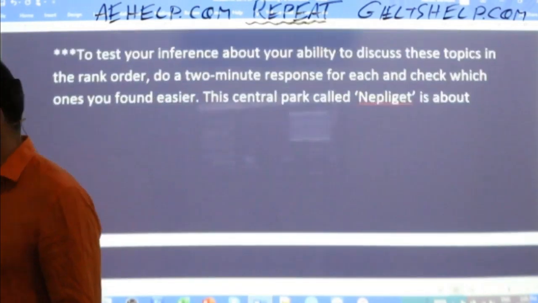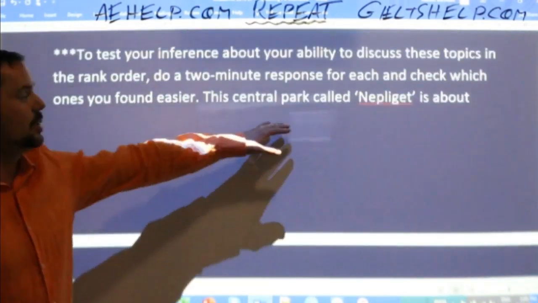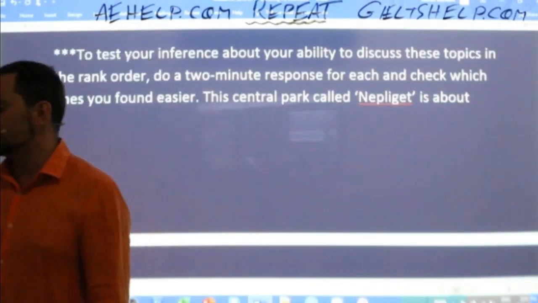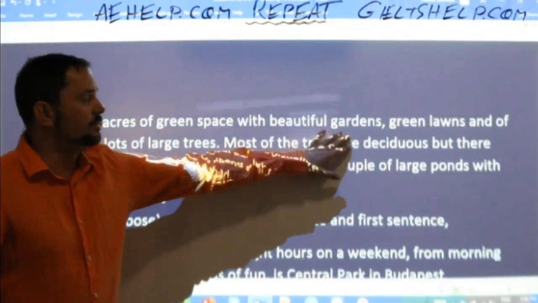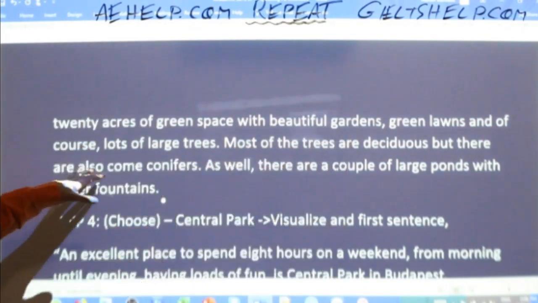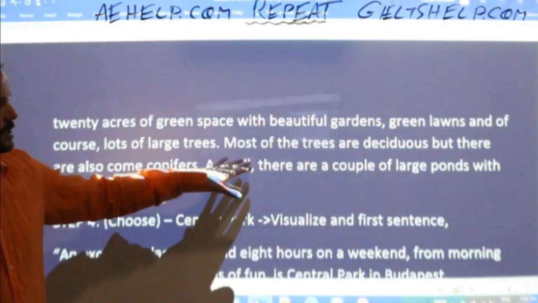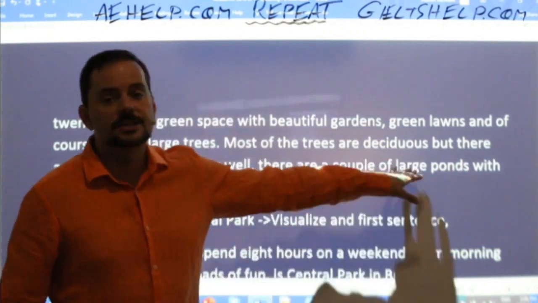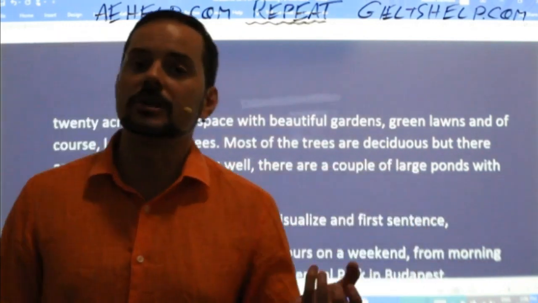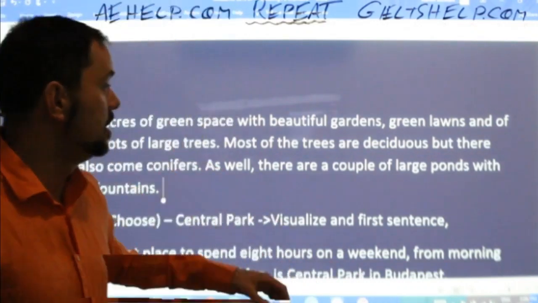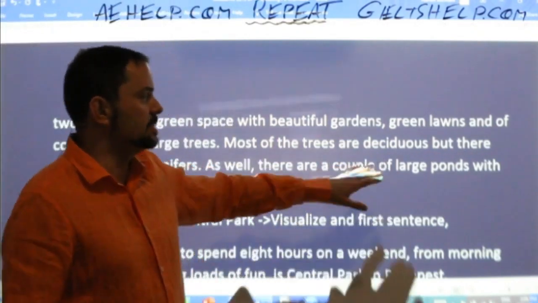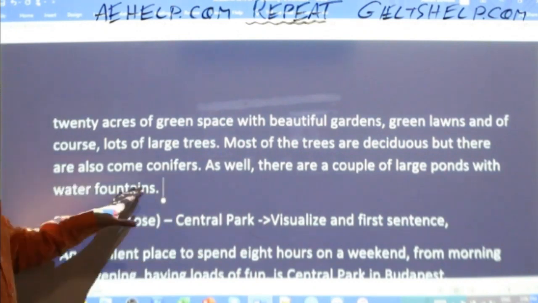So here, the Central Park is called Népliget. It's about 20 acres of green space with beautiful gardens, green lawns, and of course lots of large trees. Most of the trees are deciduous. Deciduous means that they lose their leaves in the fall. So like apple trees, for example, are deciduous trees, or maple trees. But there are also some conifers.